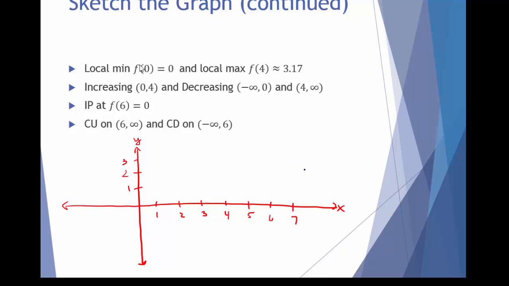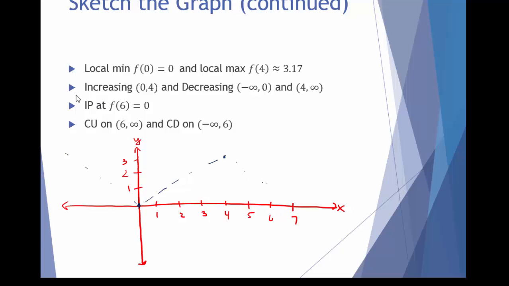So for example, I know I have a local min at 0, 0. So let me get that on here. We have a local max at f of 4 at about 3.17, so yeah, give or take. This will be a little rough. We know it is increasing from 0 to 4. So here, my graph should be increasing. And then it's decreasing from negative infinity to 0, so here. And then again from 4 to infinity. So essentially it's going to go down, up, down.